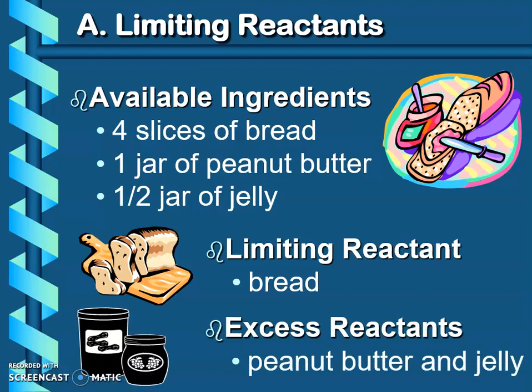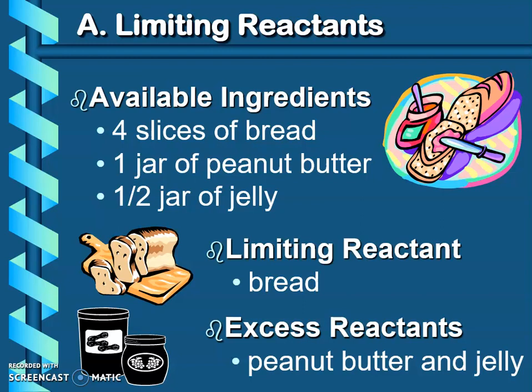Okay, my excess reactant in this example would be the peanut butter and jelly. So after I use up all of my bread, I'm still going to have peanut butter left over and I'm still going to have jelly left over. Okay, so that is an example of limiting reactant in the real world.